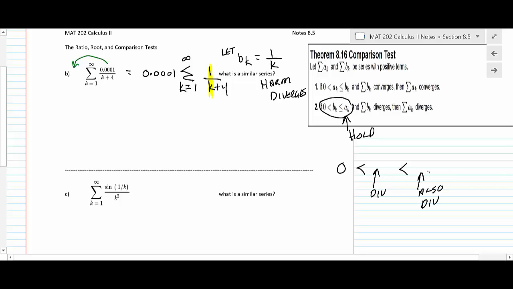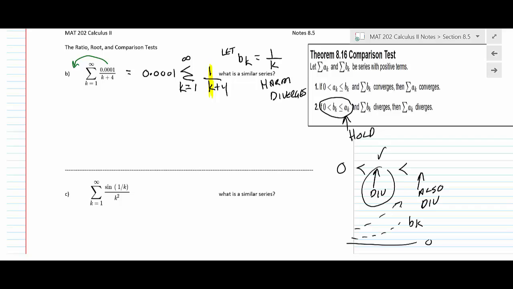If every term is bigger than all the terms in the divergent sequence or series, wouldn't it have to diverge also? It would kind of be like this. You have 0, you have a series b sub k that diverges. Well, so would a sub k if that inequality held. It would have to. Okay, it's kind of like the squeezing theorem.